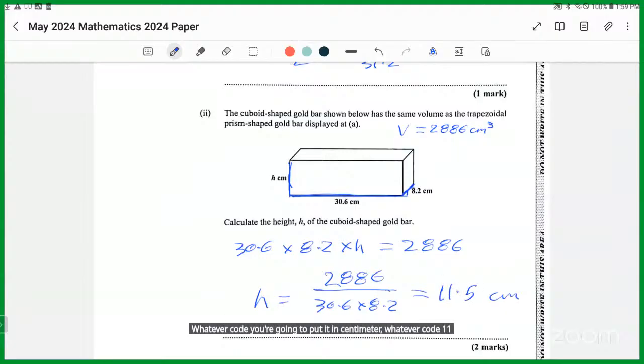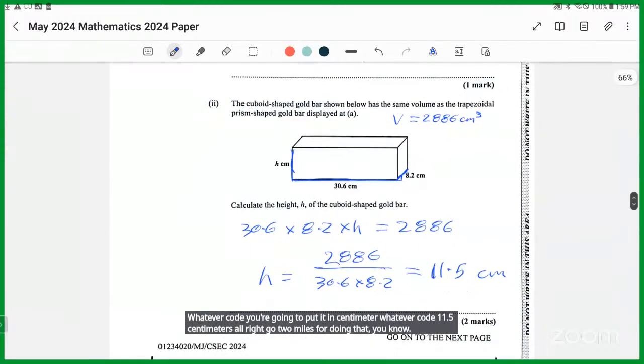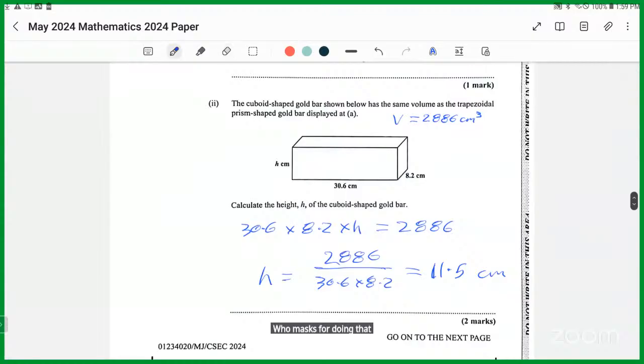11.5 centimeters. All right, good. 2 marks for doing that, you know. 2 marks for doing that. These are like giveaway questions.